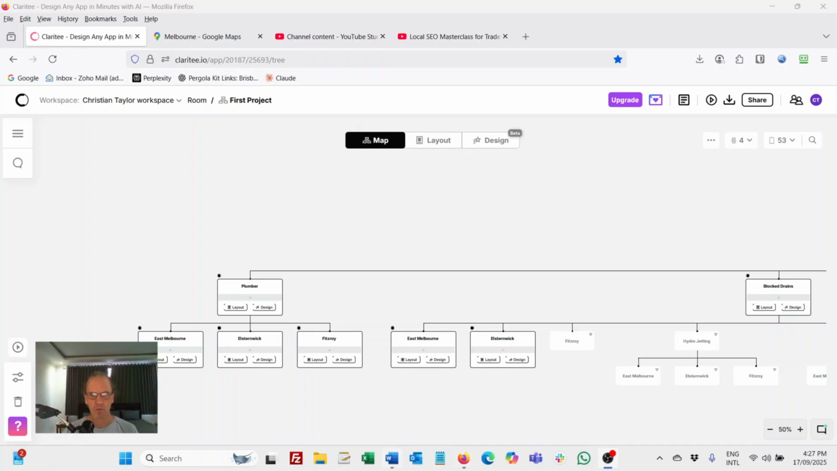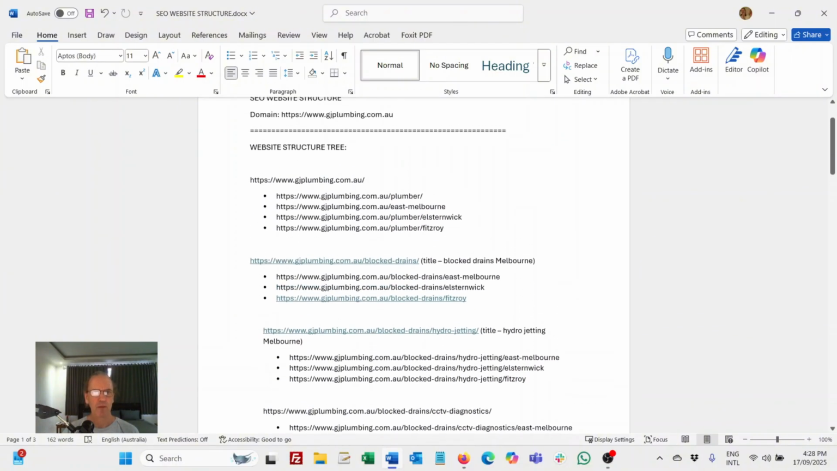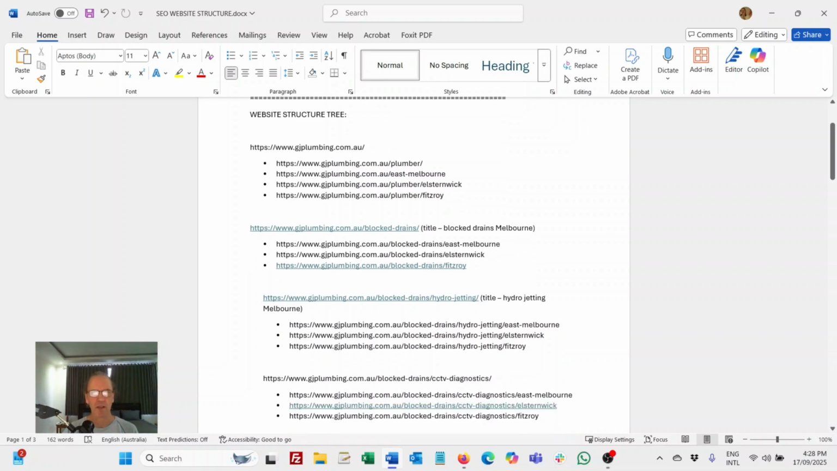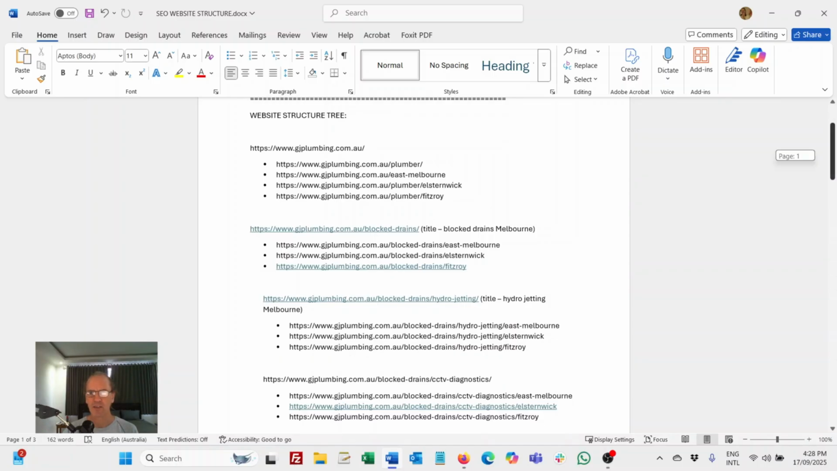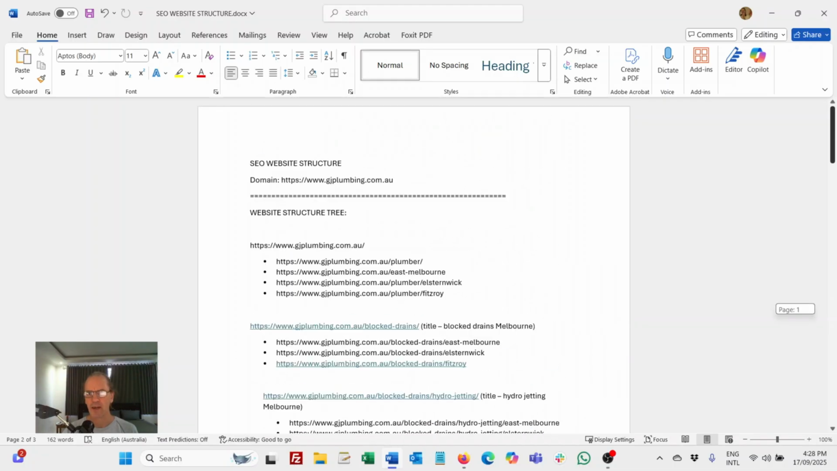All right, so firstly, as from part one, the tool that we used, we were looking at plumbing. And as you can see here, it's the same website, the structure's the same. We've got gjplumbing.com.au, and then we've got plumber East Melbourne, plumber Elstonwick, Fitzroy, and then we go into our three categories and our subcategories. If we scroll down here, our first category was block drains, and then our subcategories for block drains were hydrojetting, CCTV diagnostics, drain snaking. So I'll just scroll back up.